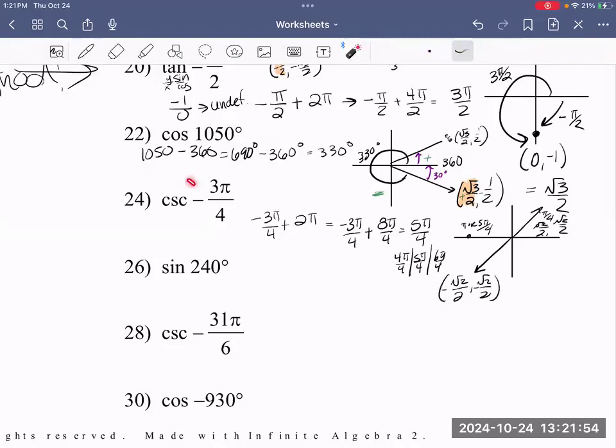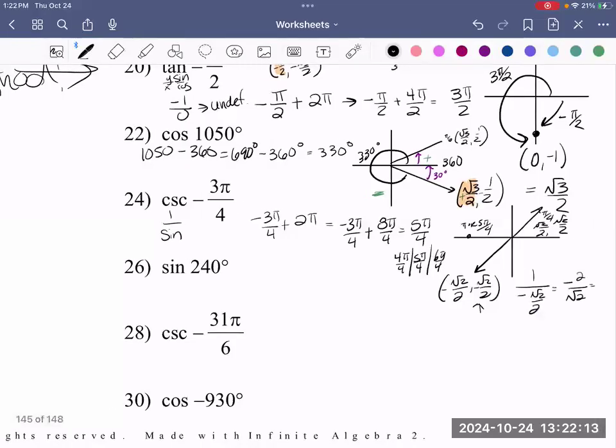We now want your cosecant. Cosecant is 1 over sine, meaning that we are taking your y value and saying that this is really 1 over negative root 2 over 2. So if we flip it upside down, it's negative 2 over root 2, or just negative root 2.